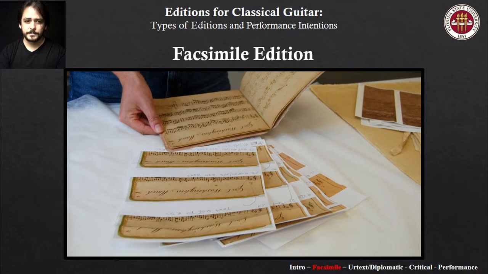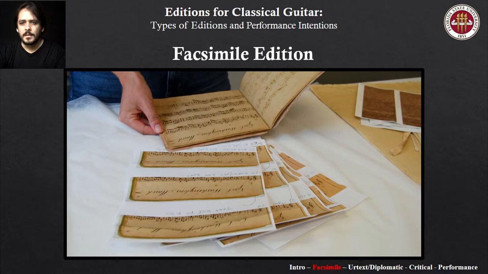Our first type of edition is the facsimile. In a few words, a facsimile is a photograph of a document in physical or digital format. When you take a picture of a document using your smartphone, a camera, or any device used to capture images, you are creating a facsimile of that document. But remember, it is not an edition, it is just a facsimile. And a facsimile produced in the ways I just described isn't professional, but it is still very useful.